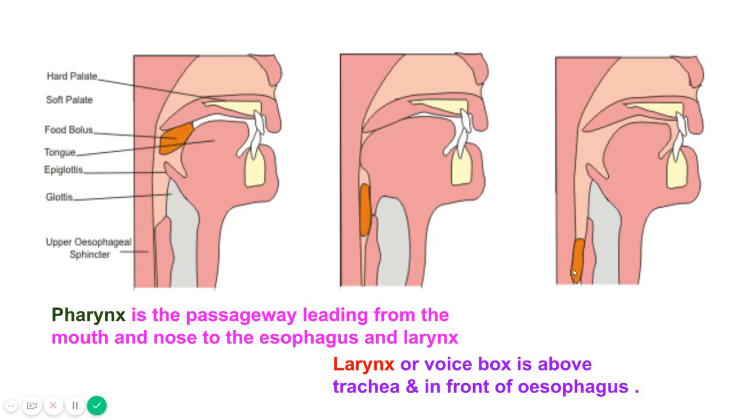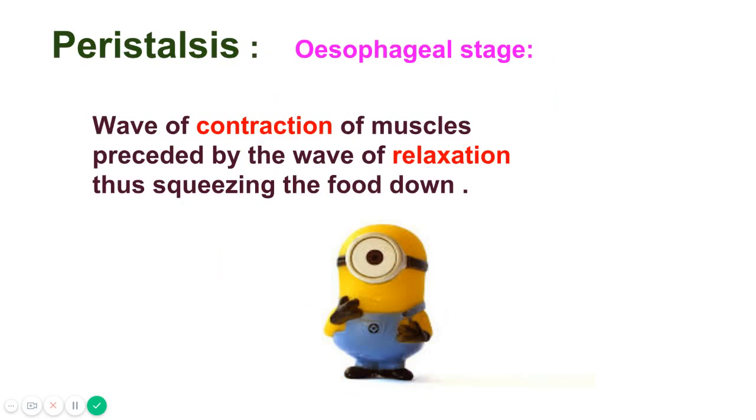The beginning of the swallowing action is voluntary, but once the food reaches the back of the mouth, swallowing becomes automatic and the food is then forced down the esophagus by peristalsis. Now let's see what peristalsis is, and this is the esophageal stage. It consists of a wave of contraction of the circular and longitudinal muscles preceded by a wave of relaxation, thus squeezing the food down along the tube.